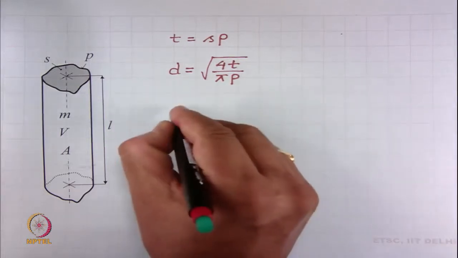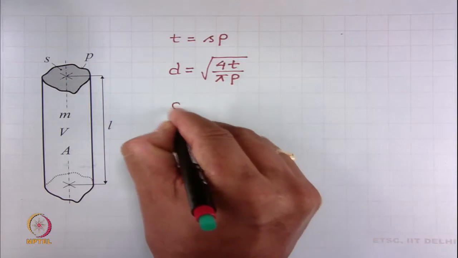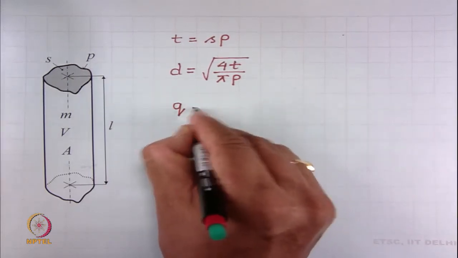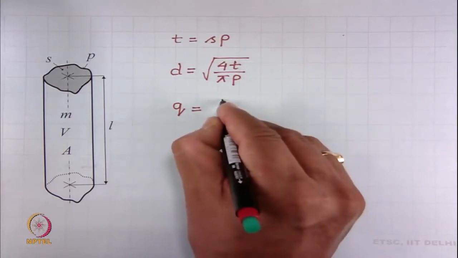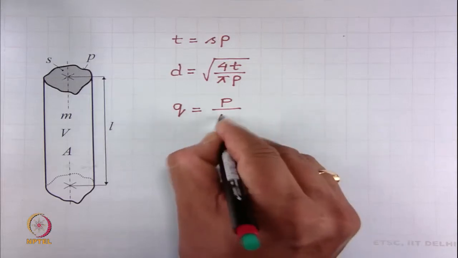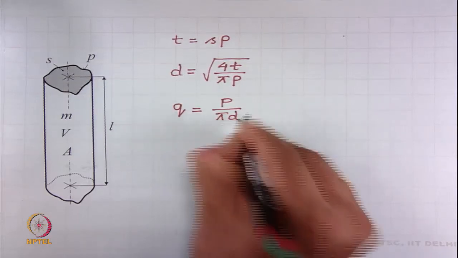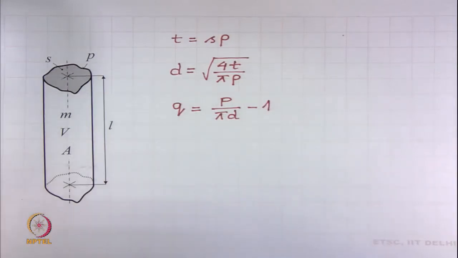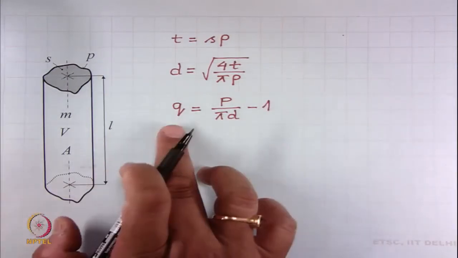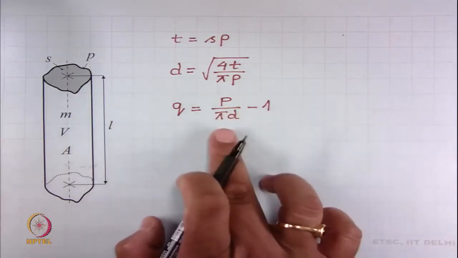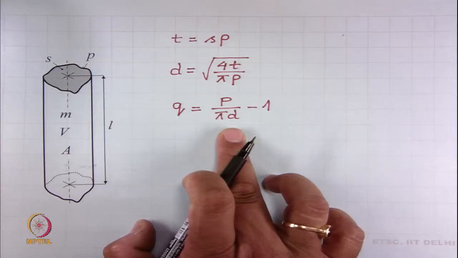Afterwards, we established a relationship on fiber safe factor: Q is equal to P, the fiber perimeter, divided by the perimeter of a circle, minus 1. So, Q denotes fiber safe factor, P denotes fiber perimeter, and pi times D denotes the perimeter of an equivalent circle.